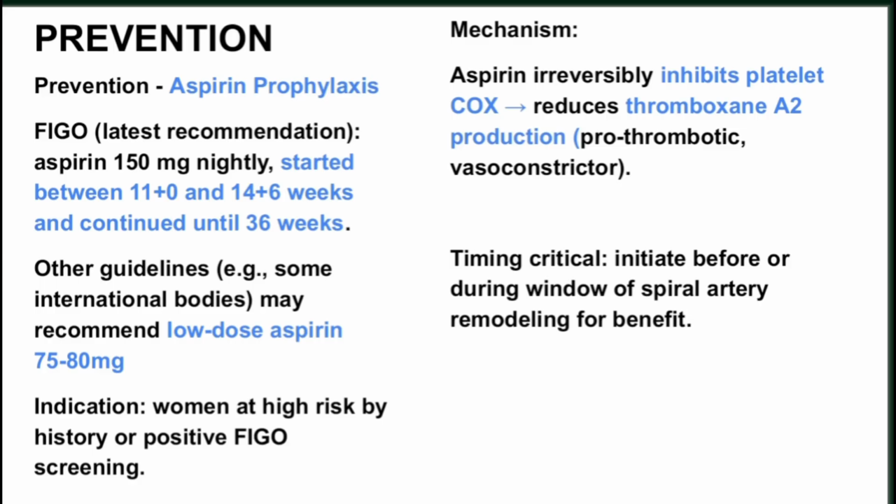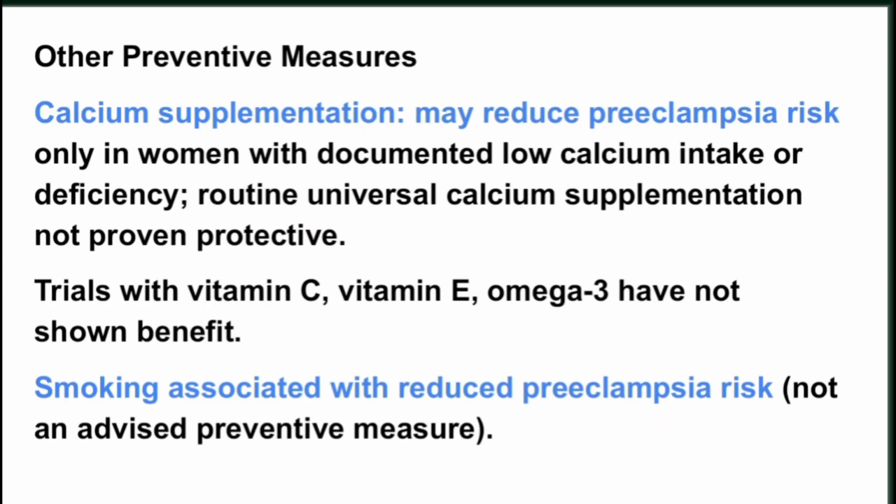It's important to know that we need to give it at the right time, because if we give it at 20 weeks, it does not suffice. It does not give us the results that we want, and it might not even prevent the preeclampsia. So regardless, we need to also have other preventive measures.